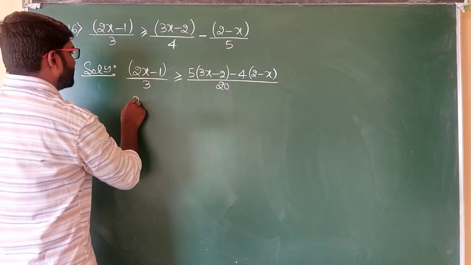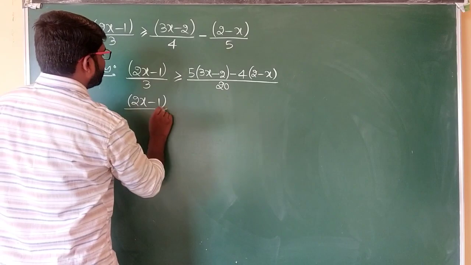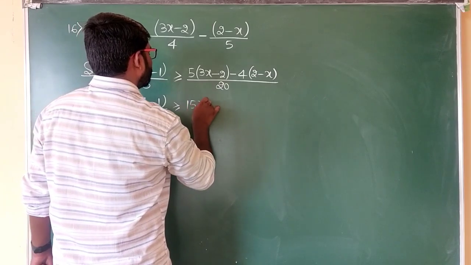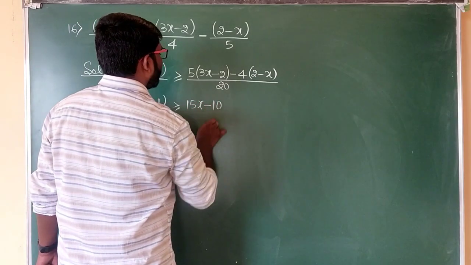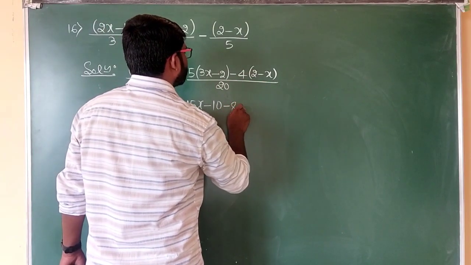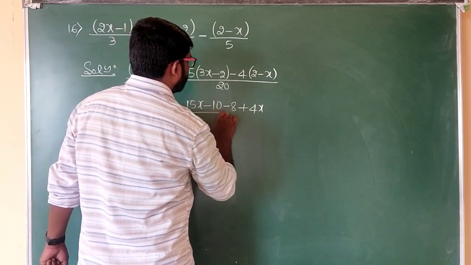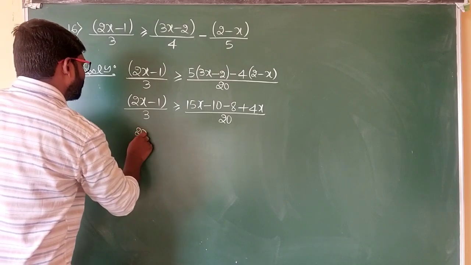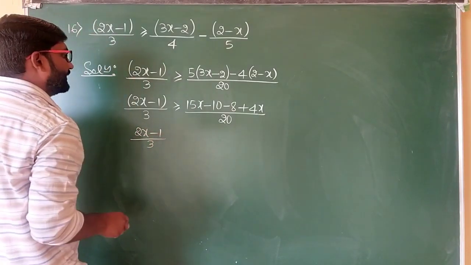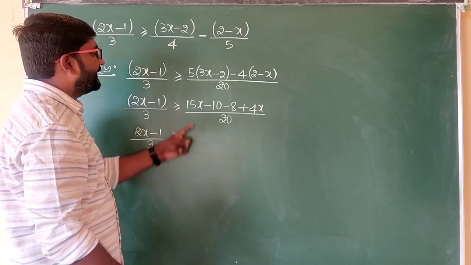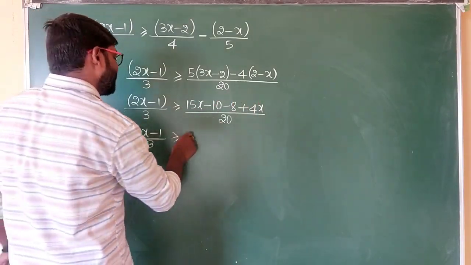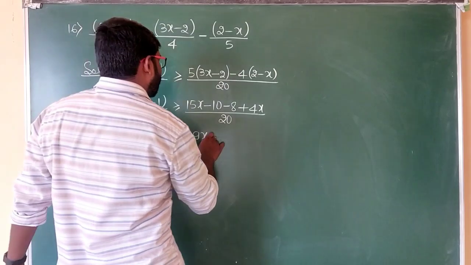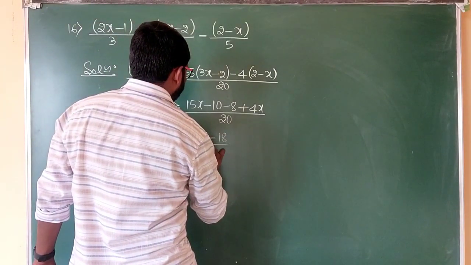So write this as it is, (2x − 1)/3 greater than or equal to 5 into 3 is 15x − 10, then minus 8, minus into minus plus 4x, divided by 20. Now (2x − 1)/3 greater than or equal to 15x plus 4x will give us 19x, then −10 − 8 will be −18, divided by 20.